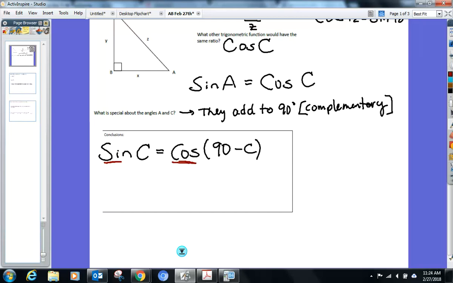Last thing, when are they equal? When are sine and cosine equal? When their angles are complementary. All right, here you go. Let's put it to use.